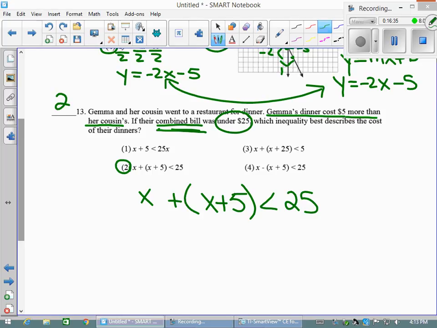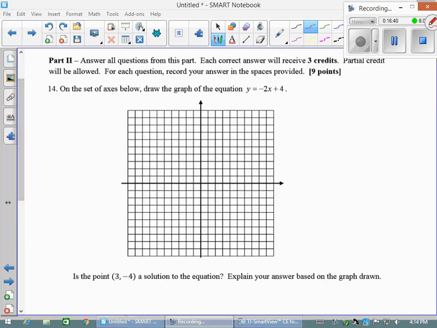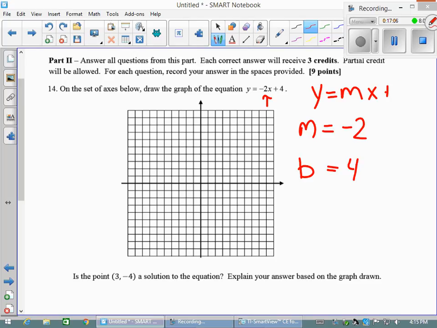Okay, so for number 14, they wanted us to draw the equation y equals negative 2x plus 4. So the first thing you want to do is identify your slope and your y-intercept. Your slope is always the number that is right in front of your x. So my slope, or my m, is negative 2. And my y-intercept, or sometimes we call it our b, is, again, recall the equation of a line, y equals mx plus b. So if we want to graph this, we're going to start at our y-intercept of 4. I start at the origin, go up 1, 2, 3, 4. That's going to be my first point.